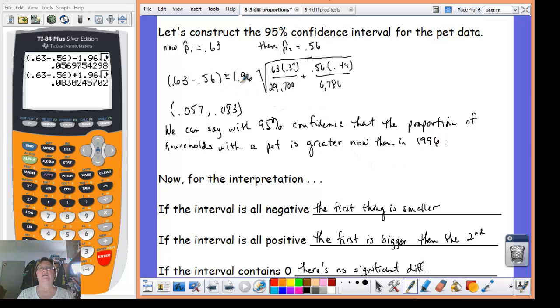We've got the difference between two p hats with a margin of error. When we did the work to come up with a lower and an upper boundary, we found all positives, which means that since this is a difference, the first must have been bigger than the second. Okay, and so we always want to put our conclusion in terms of the context. You should include the confidence level that you're using.